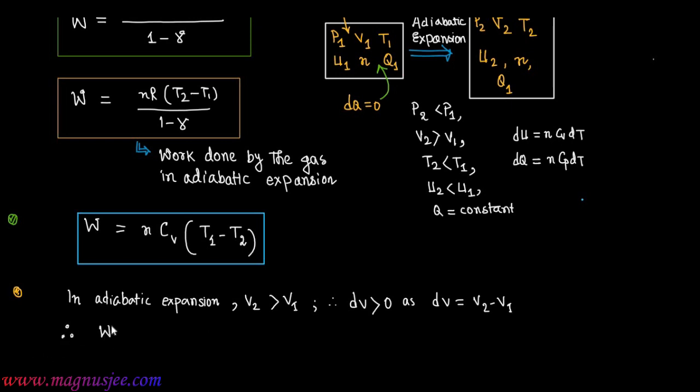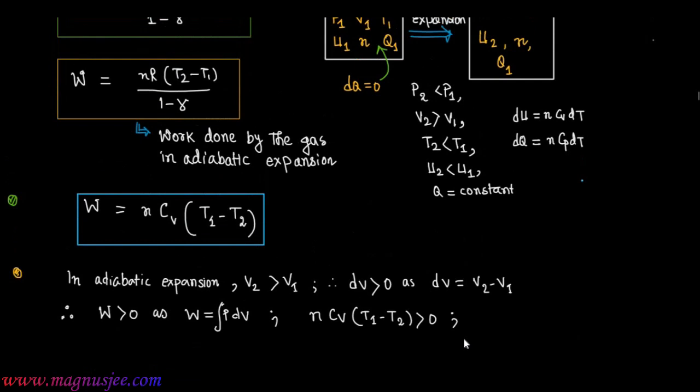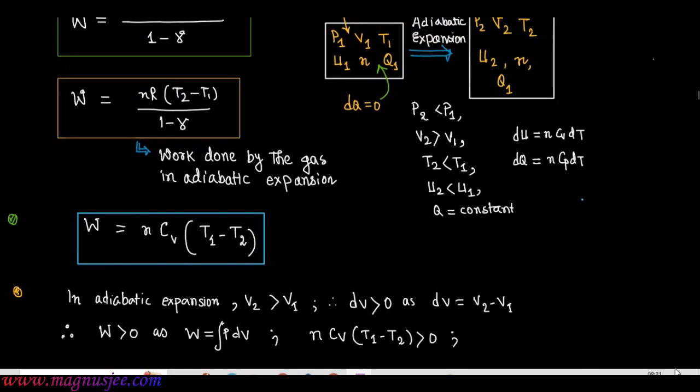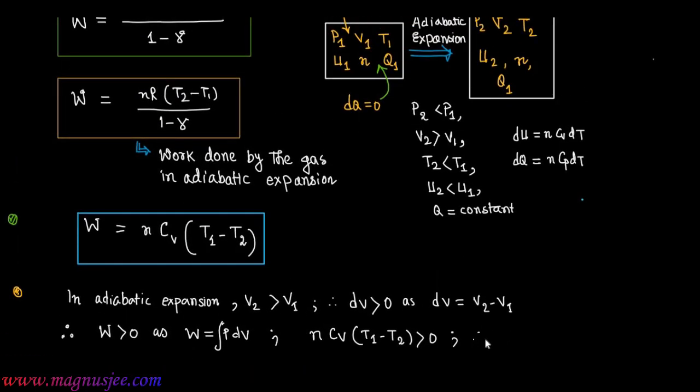Therefore, work done will be greater than 0, because work done has the expression integration P dV, where P is the pressure and dV is the change in volume. Therefore, n Cv (T1 minus T2) will be greater than 0. Therefore, T1 minus T2 is greater than 0, so T1 will be greater than T2. That's why T2 is less than T1.